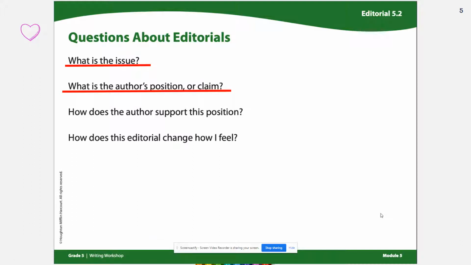Notice that the position that the author has is stated in the last sentence of the first paragraph. In that last sentence, if you take a look at it, the author's position is stated. This sentence is the author's thesis statement. It's engaging because it makes you think, and it's a statement that can be supported.